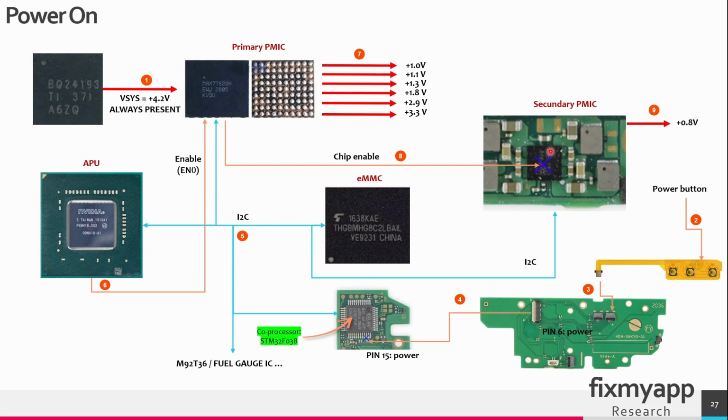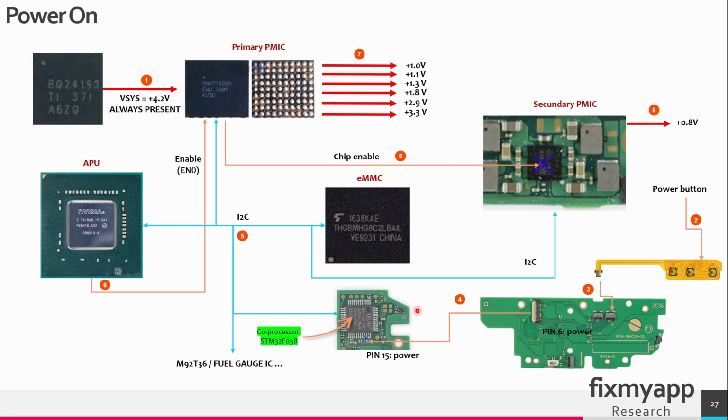power management ICs. Also, the APU communicates with the primary power management IC, the secondary power management IC, with the eMMC, with the coprocessor, with the power delivery IC, the fuel gauge IC. So everything has to be okay in order to boot up the console. And this principle is the same for the Nintendo Switch Lite, the version 1 Switch, the version 2 Switch, the OLED version, because they all use the same ICs.